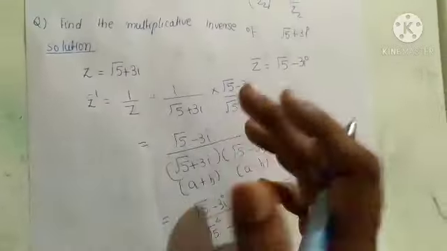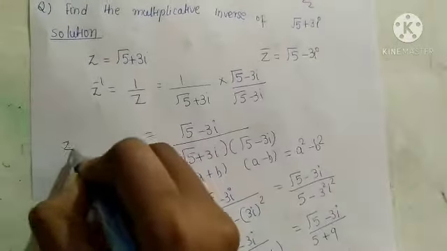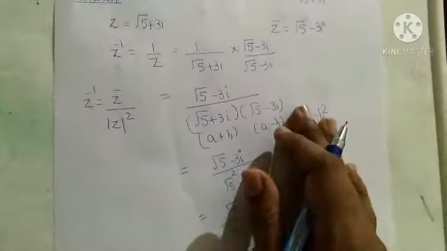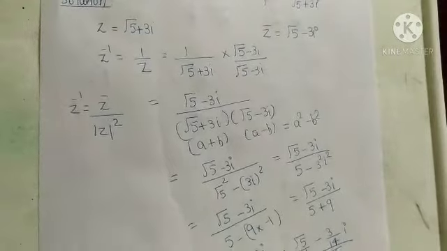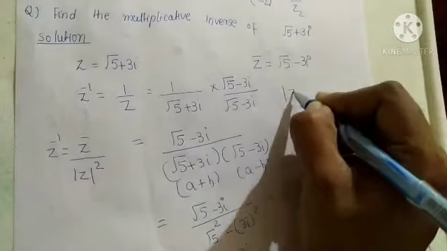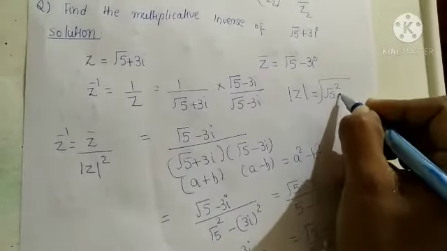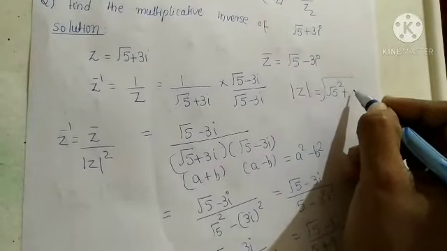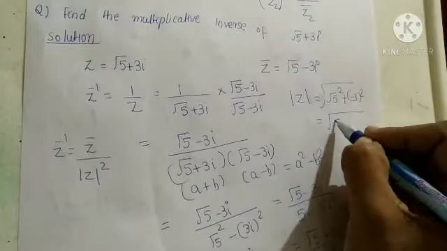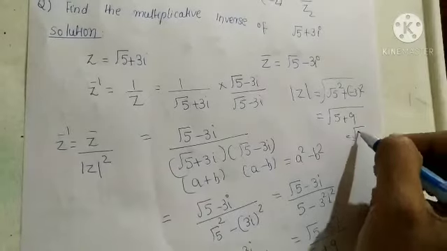So this can be done either using this way or using the formula Z inverse is equal to Z bar by mod Z whole square. Z bar is root 5 minus 3i, and mod Z is the root of real part square plus imaginary part square. Imaginary part means minus 3 square. So it becomes the root of 5, since root 5 square is 5, plus minus 3 square is 9, root 14.